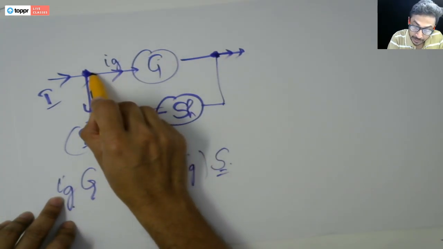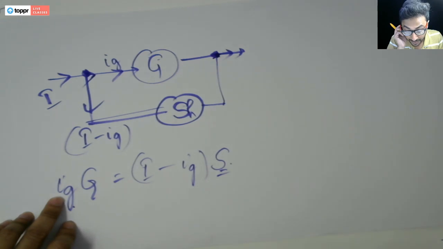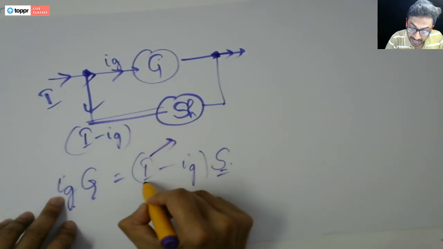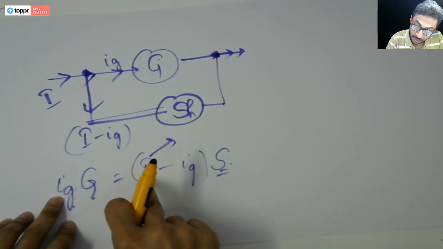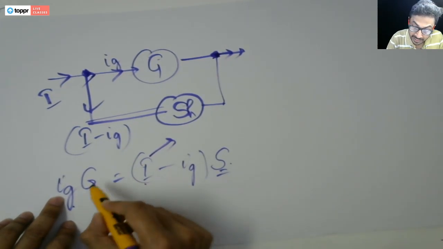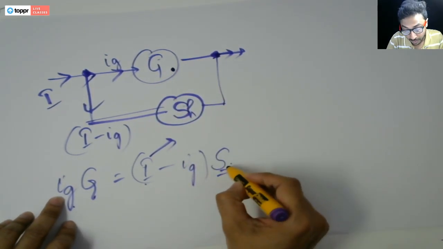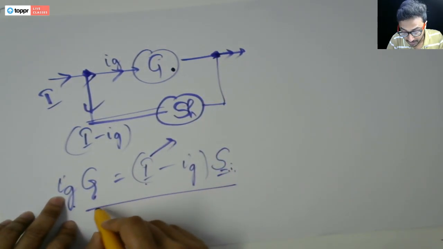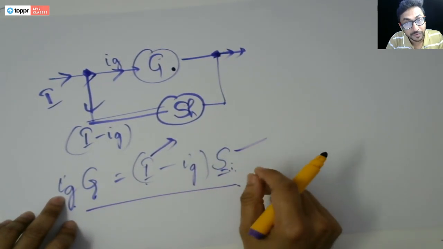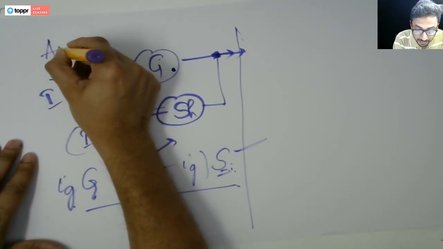Ig is the current that is flowing through the galvanometer for its full deflection. I is the maximum current that we want to measure by the ammeter. G is the resistance of the galvanometer. S is a very small shunt resistance which we use to make it an ammeter. So just with the help of this equation we can find the value of the shunt. Now this is for ammeters.